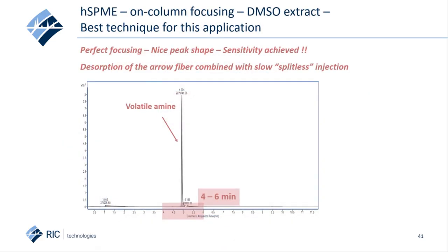Still, not only a simple schematic drawing can immediately deliver the right answer to our analytical problem. Sometimes several techniques need to be explored, and here you can find an example where headspace SPME in combination with on-column refocusing finally turned out to be the best solution. This in terms of sensitivity, nature of the compound, a difficult amine compound, and the matrix to be analyzed, which was a DMSO extract. This very volatile compound eluting around 5 minutes, often showing a bad peak shape, could perfectly be refocused and with sufficient sensitivity enriched from the matrix, without too much interference from the matrix.